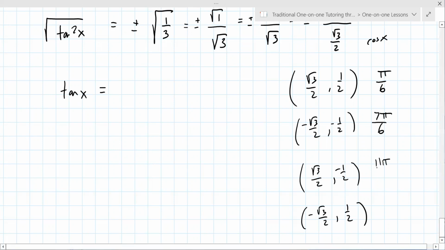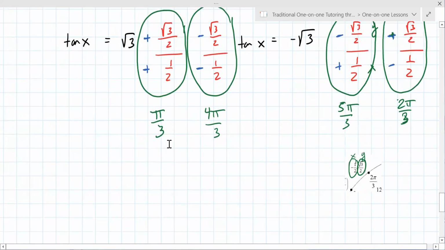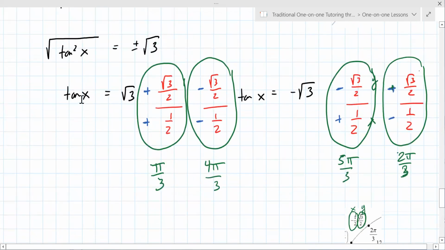11pi/6. And 5pi/6. What do you notice about the denominators of all these? They're all 6. And how about in the last problem? What did you notice about the denominators of all these? They're all 3. So that does hold true for some problems where you're just dealing with one trig function. There is kind of a pattern to it.